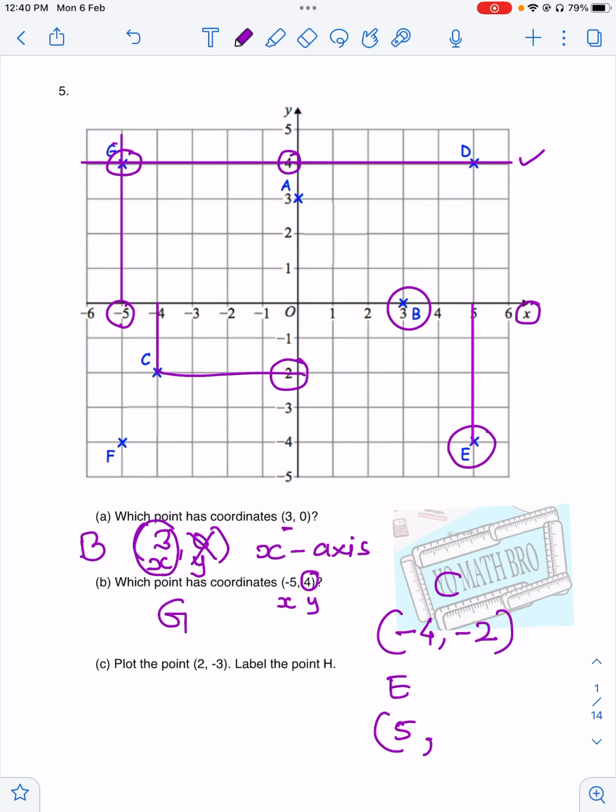comma. Now let us check where it meets the y-axis. I continue this line. Here it meets the y-axis at -4. So the position of E on the graph is (5, -4).